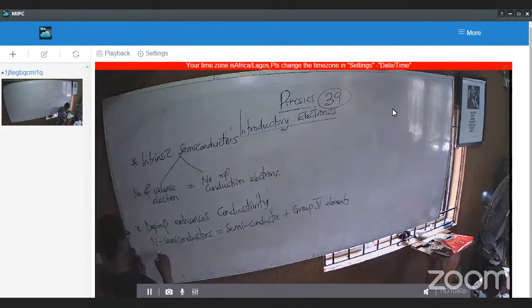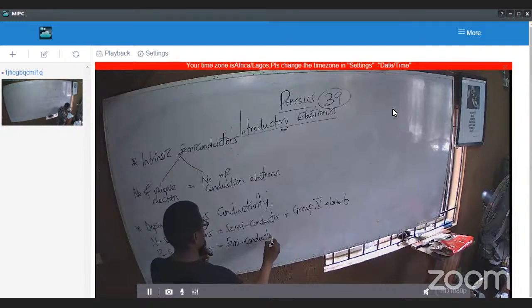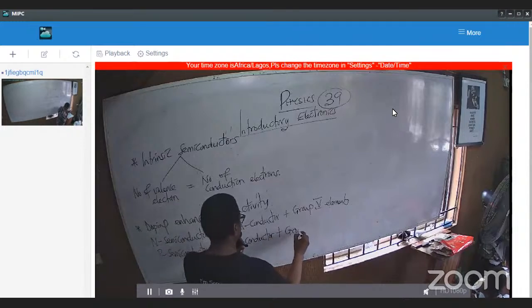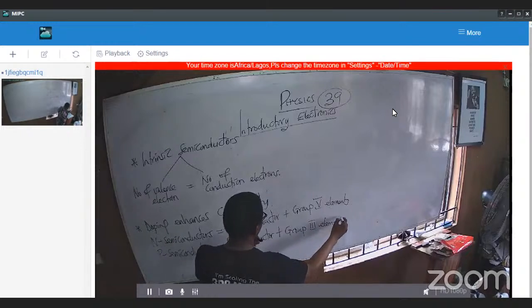And then P semiconductors. That will be a semiconductor plus group 3 elements. That's doping.